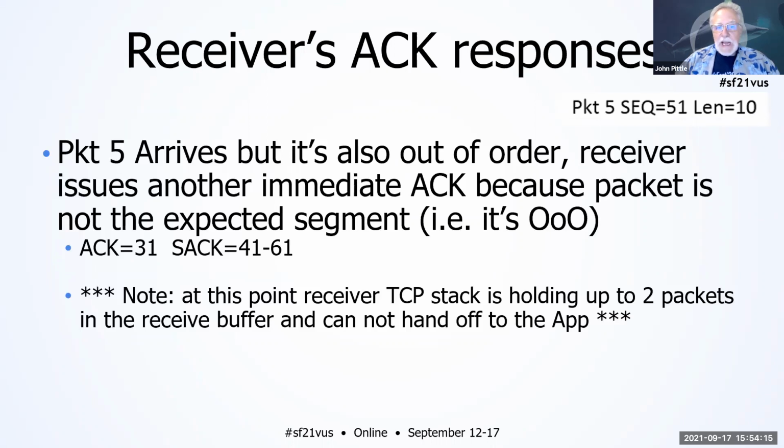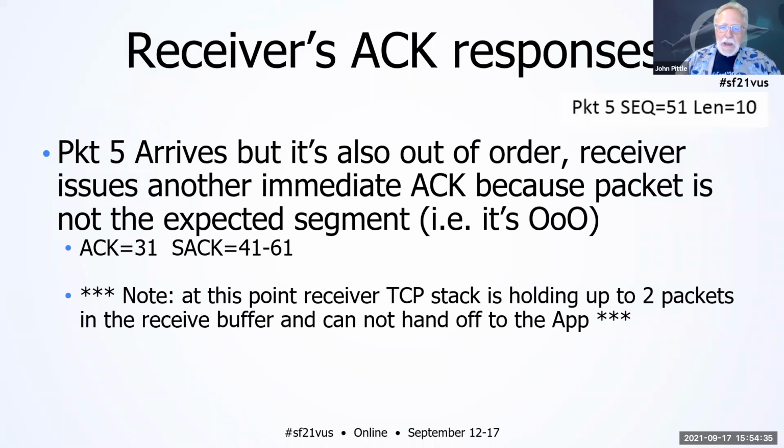So packet 5 arrives, but it's also out of order. So we immediately send yet another ACK because it's not the expected segment. And now you can see the SACK field expands. This matches our example a moment ago: cumulative ACK 31, SACK 41 through 61.